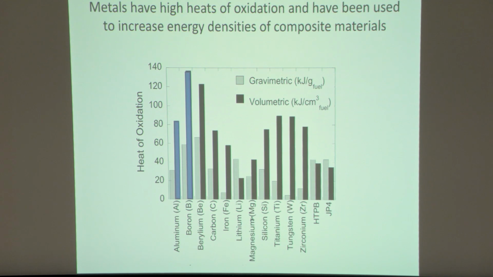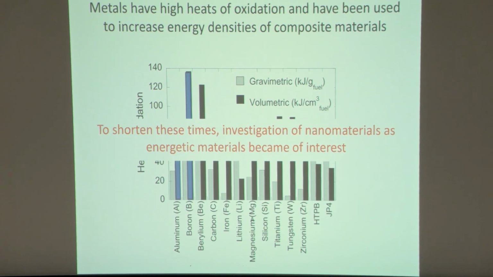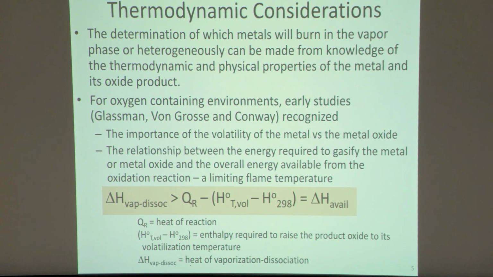So the two common ones are aluminum and boron. And what you'll see, which is driving the interest in nanomaterials, is that the combustion of micron-sized particulate metals is typically diffusion controlled, and the combustion times are long. So to shorten these times, investigation of nanomaterials as energetic materials has become of interest.